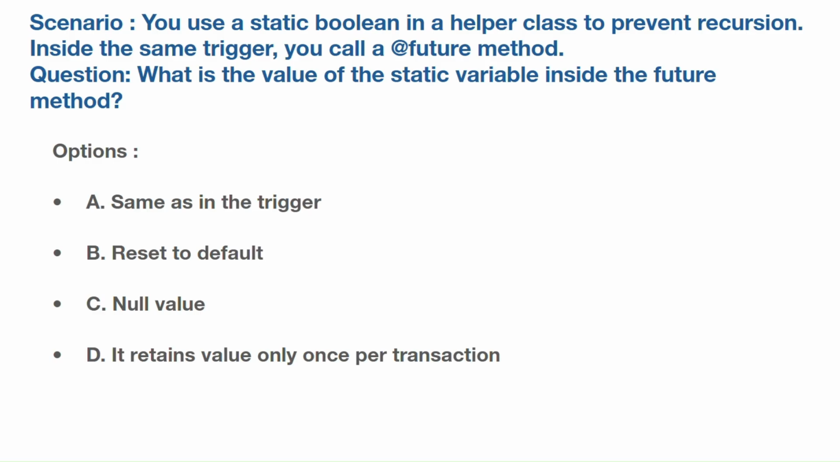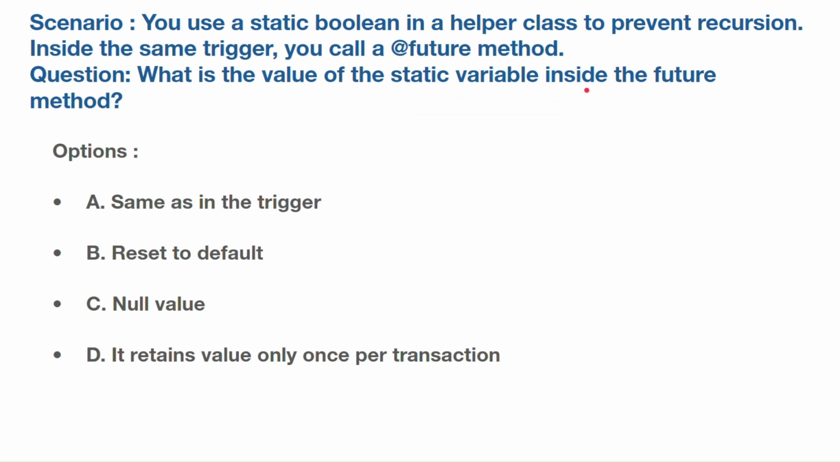Let's start with the second question. The scenario is, you use a static boolean in a helper class to prevent recursion. Inside the same trigger, you call a @future method. The question is, what is the value of the static variable inside the future method?